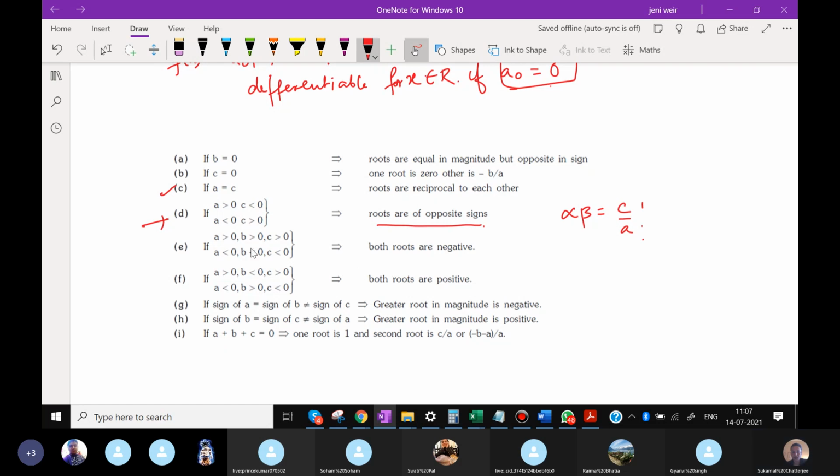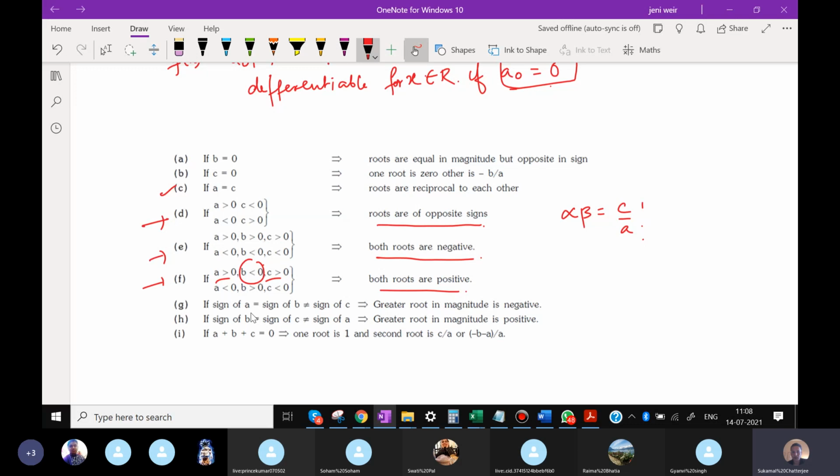And if all three of them are either positive or all three of them are negative, then both roots are negative, right? So this is another important criteria. And if the sign of A and C are the same and B is different, then both roots are positive. Okay, this is important.